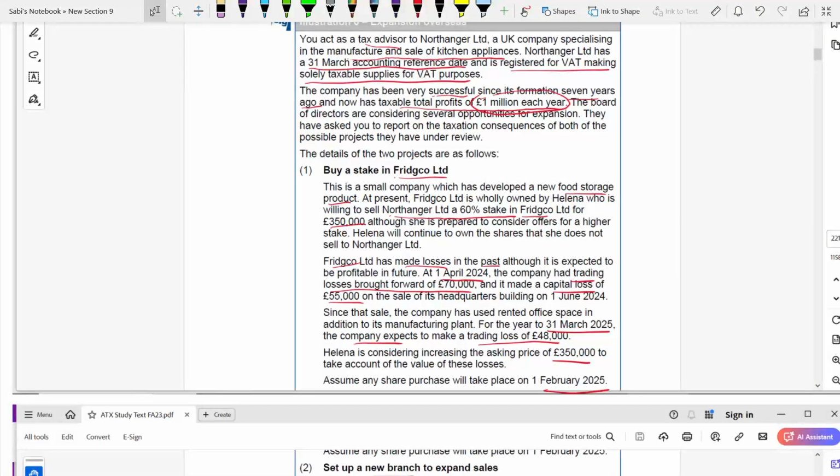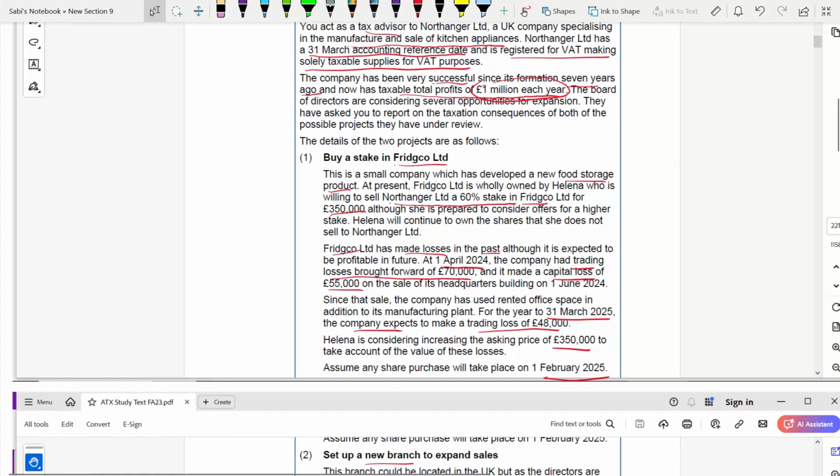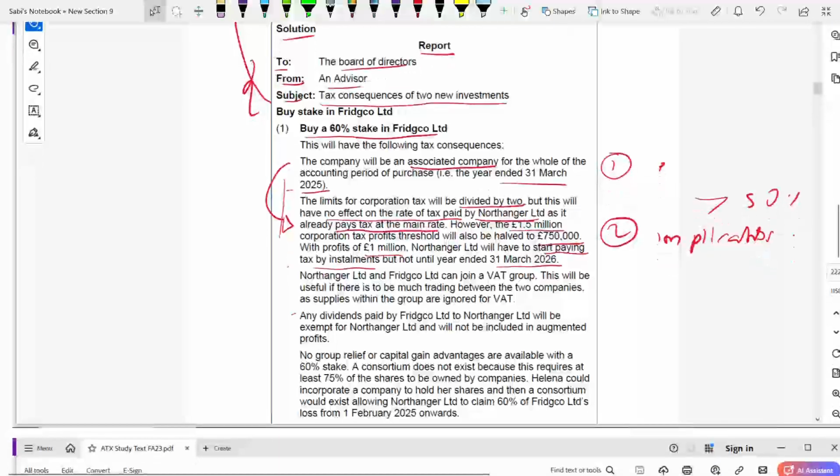Now, because it's a subsidiary, they are a group now, right? Isn't it? They are a group. So that's why you can even talk about VAT group. VAT group is the third implication. Third point. You see there, you're not including VAT into corporation tax. You are keeping this separate. This is the third paragraph. Third point. Talking about VAT group.